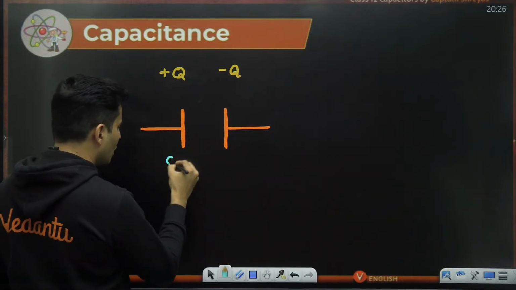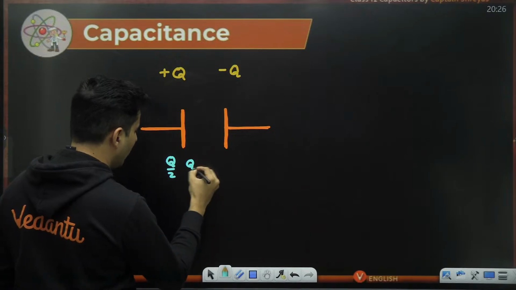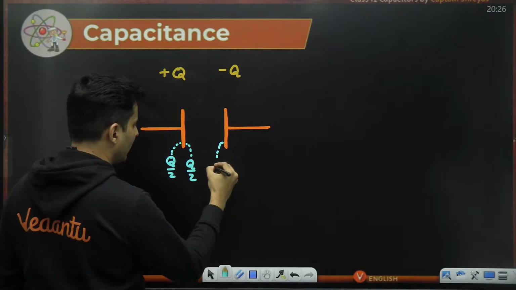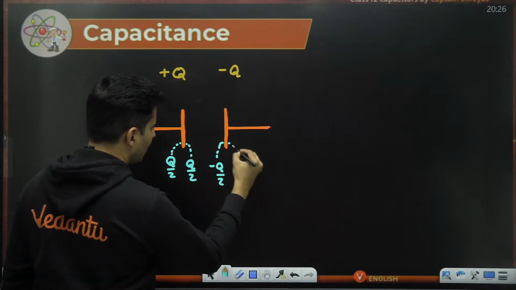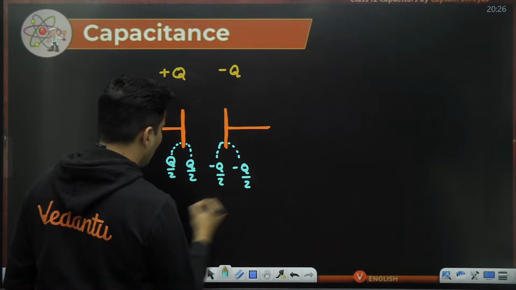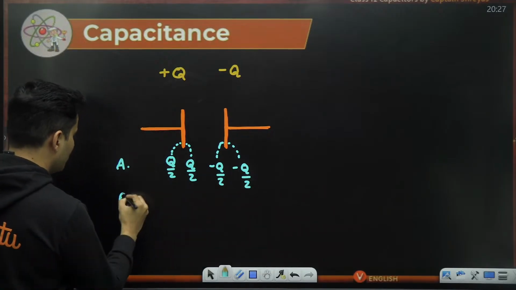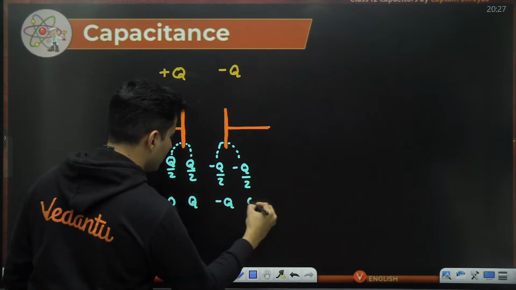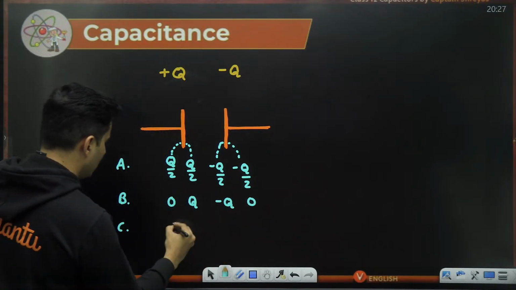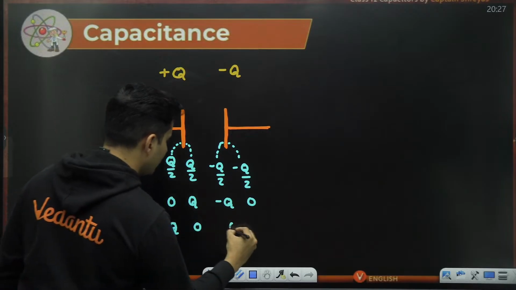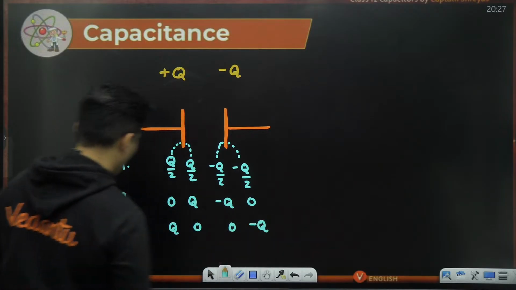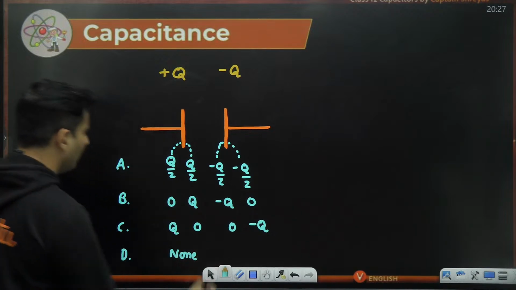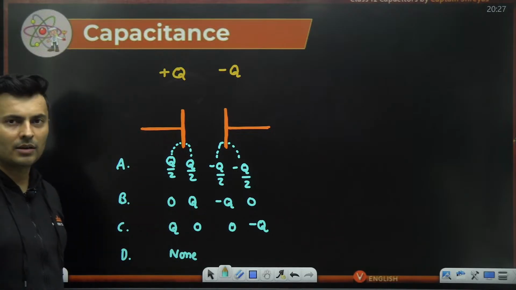Is it like Q by 2, Q by 2, this part has Q by 2, this part has Q by 2, this part has minus Q by 2, and this part has minus Q by 2? This is option A. Option B, this part has 0, this has Q, this has minus Q, this has 0. Or option C, this has Q, this has 0, this has 0, and this has minus Q. Or option D, none of the above.